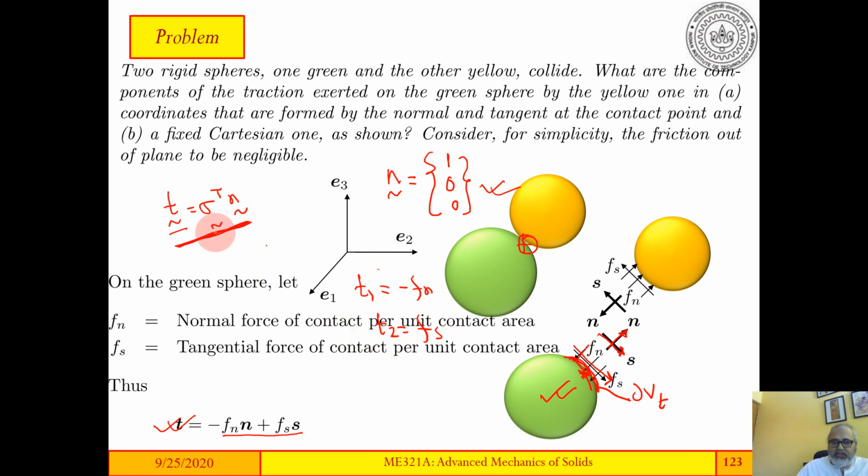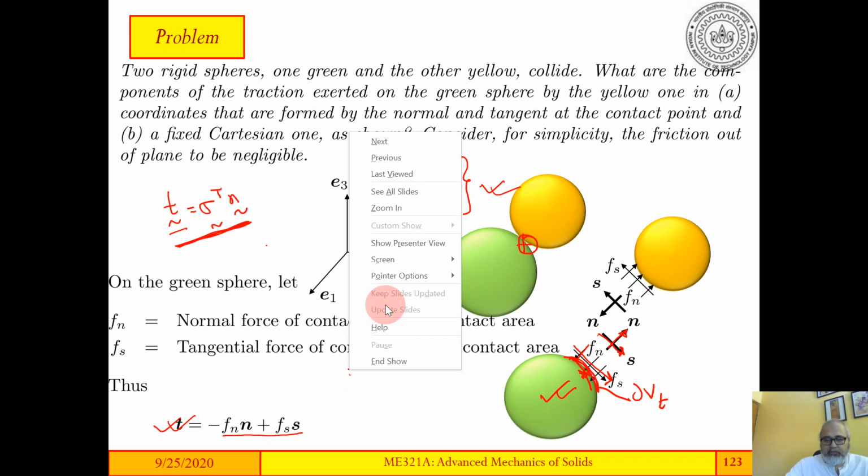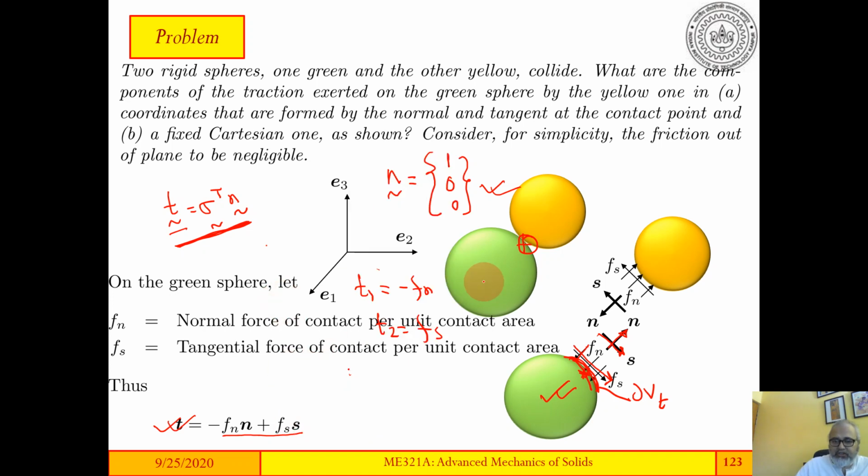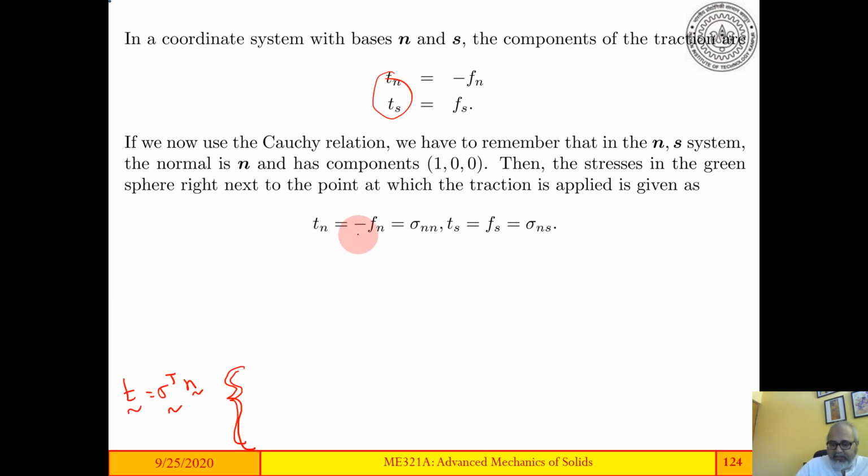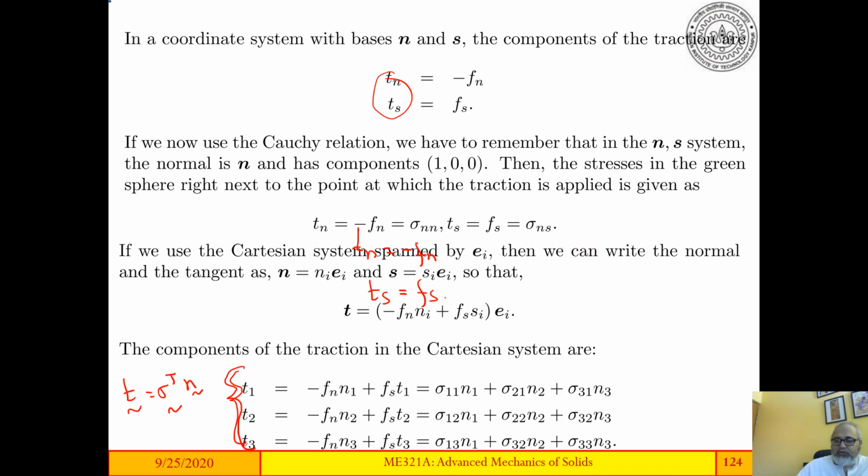So if I do sigma transpose n, then what I get is t in the n direction is equal to minus Fn and Ts is Fs. So this is what I get if I use the ns coordinate system. If I use the ijk coordinate system, then this is what I will end up getting.